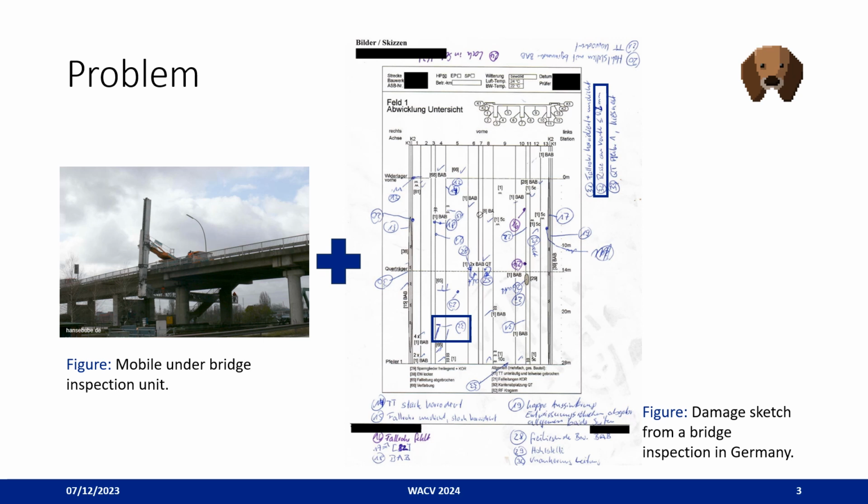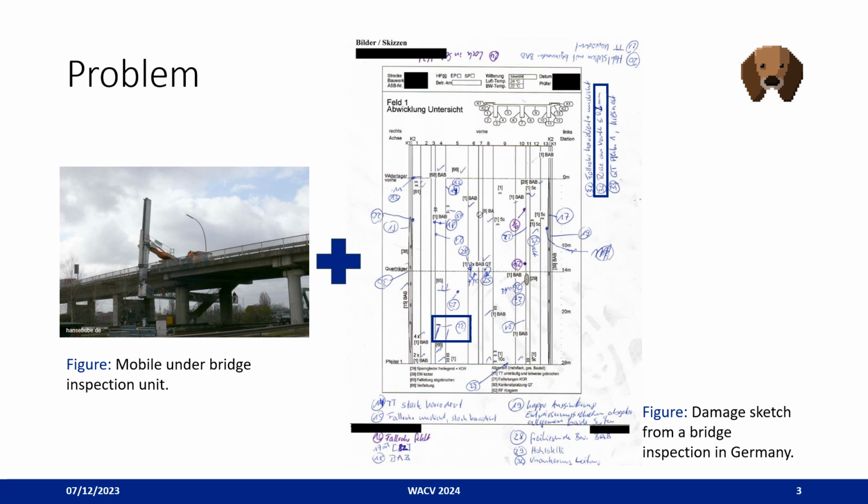Currently practiced bridge inspections are carried out analogously by a professionally trained civil engineer. Often they have to use mobile under-bridge inspection units to access all parts of the bridge, which is displayed on the left side. Usually, the inspector observes the complete surface of the given building while documenting each defect in a damage sketch, which is displayed on the right side.